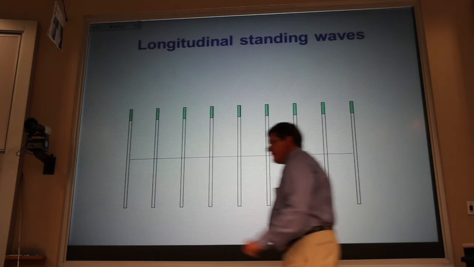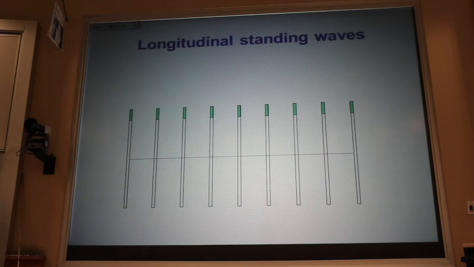Is the wavelength still 2 footballs? Yes, the wavelength is still 2 footballs. We're going to find out that nearly everything that we learned about standing waves with the transverse case will still be true for the longitudinal case.